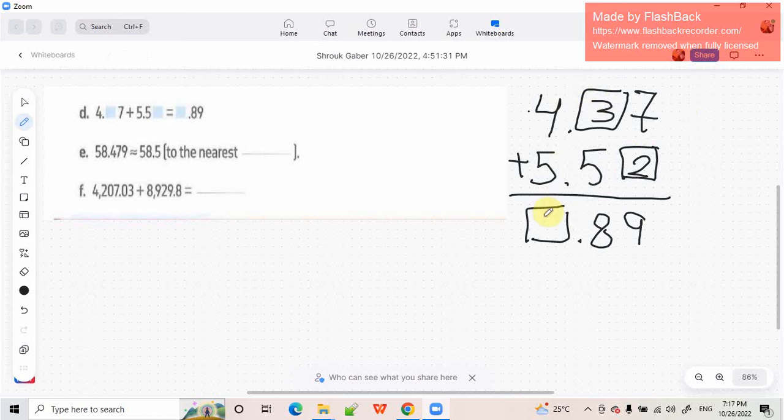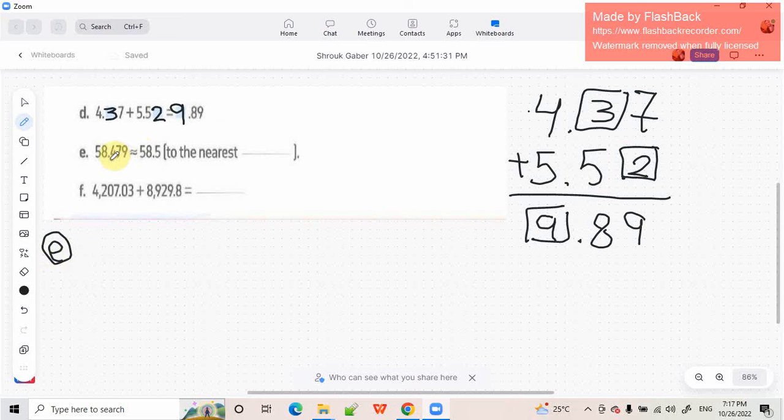4 plus 5 equals what? 9. That's all. It's very easy, but to know the missing number, put the numbers above each other. So I will have here 3, 2, and 9.